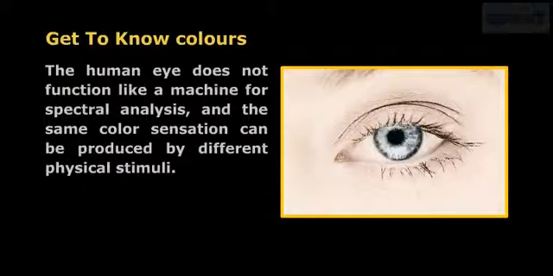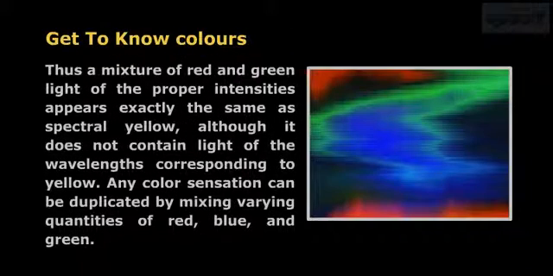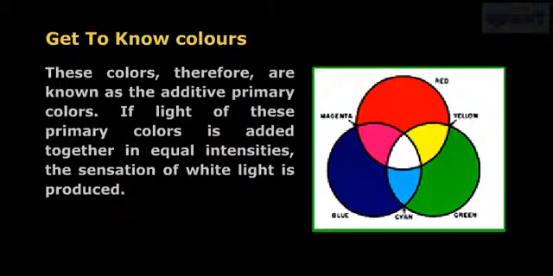The human eye does not function like a machine for spectral analysis, and the same color sensation can be produced by different physical stimuli. Thus, a mixture of red and green light of proper intensities appears exactly the same as spectral yellow, although it does not contain light of wavelengths corresponding to yellow. Any color sensation can be duplicated by mixing varying quantities of red, blue, and green. These colors, therefore, are known as the additive primary colors. If light of these primary colors is added together in equal intensities, the sensation of white light is produced.